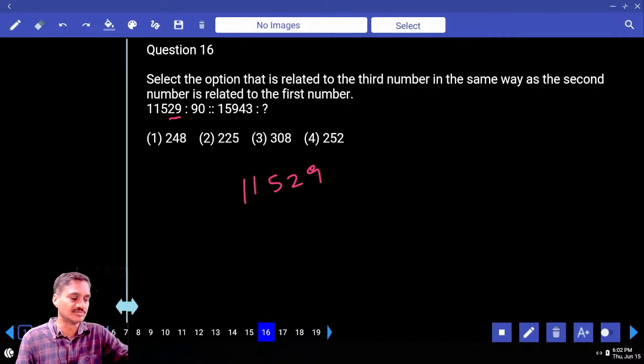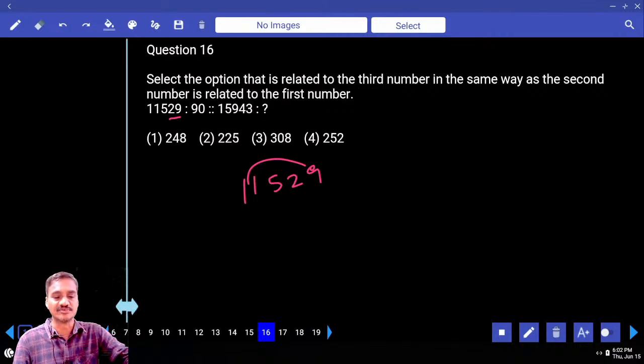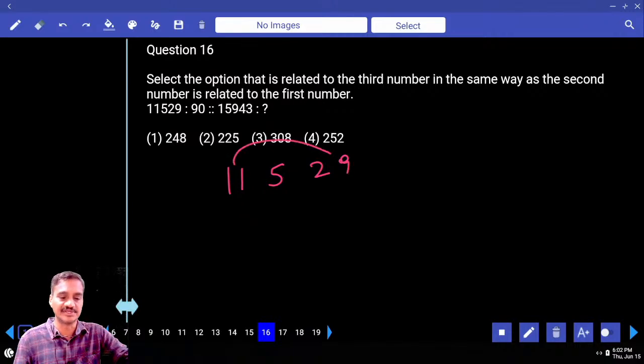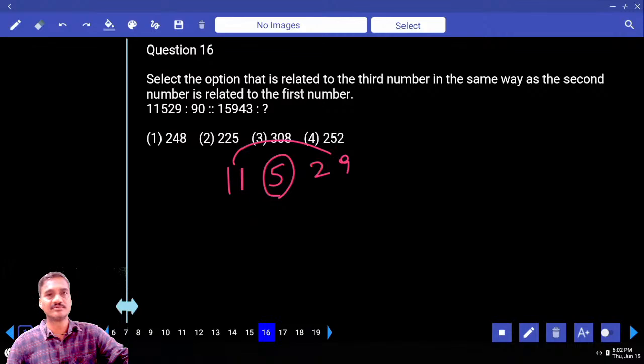29 minus how much? Minus 11. Good. 29 minus 11 is 18. 18 into 5 is 90. Clear? The given number is 11529. Then 11529, 29 minus 11, and the difference is 18. Now that is multiplied with the middle one.